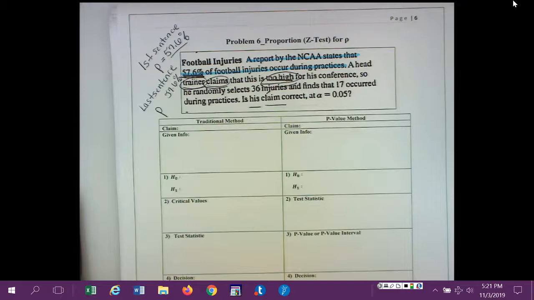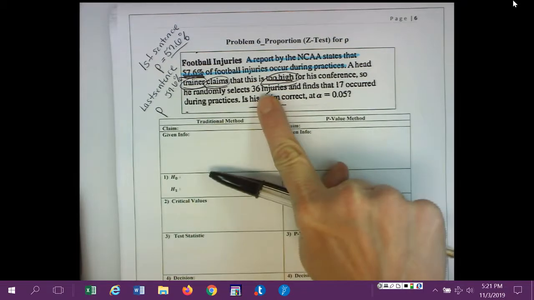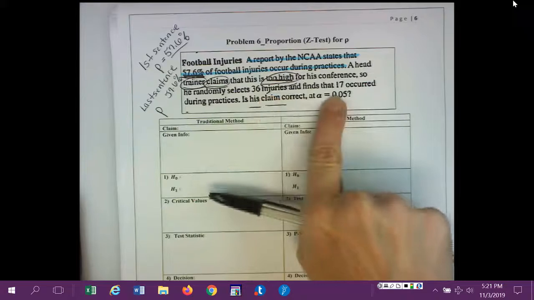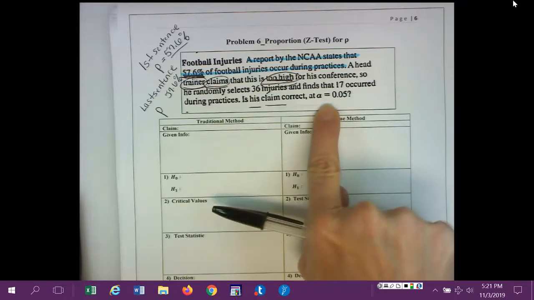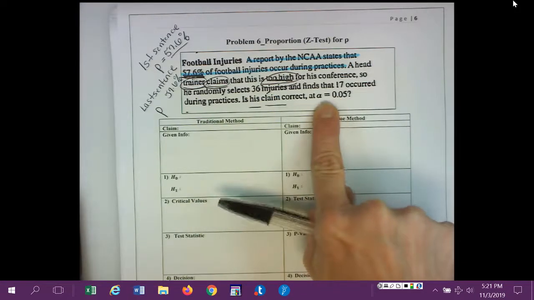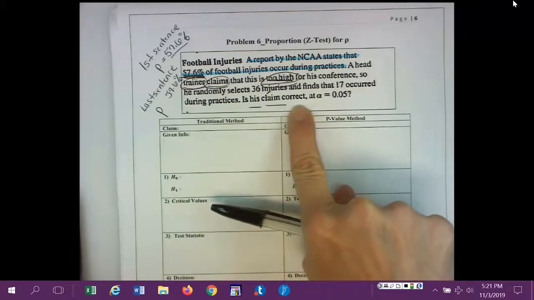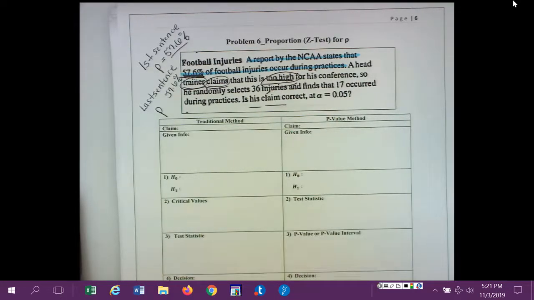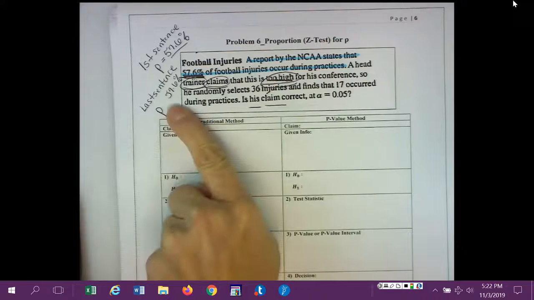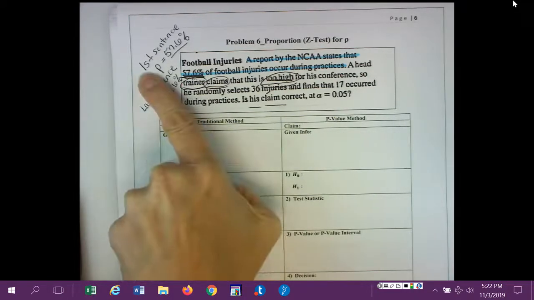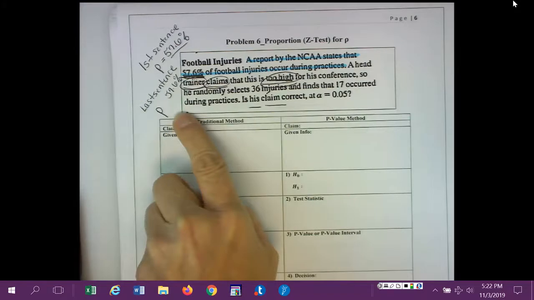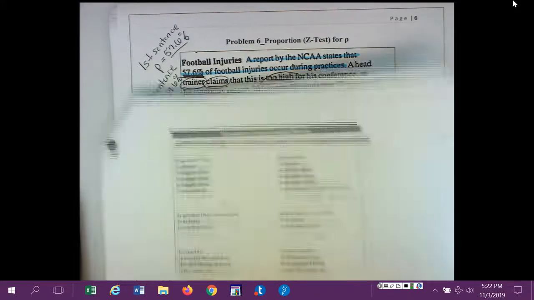So I'm going to test this claim that it's too high for my conference by selecting a sample of 36 injuries and finding 17 occurred during practices. And the trainer sets the alpha to be 5%. Is his claim correct? What claim? That it's too high. So if you think about the different symbols that could go here, because obviously this is going to be your claim. The first sentence is not your claim. This last sentence is your claim, what you're testing. That number is too high.